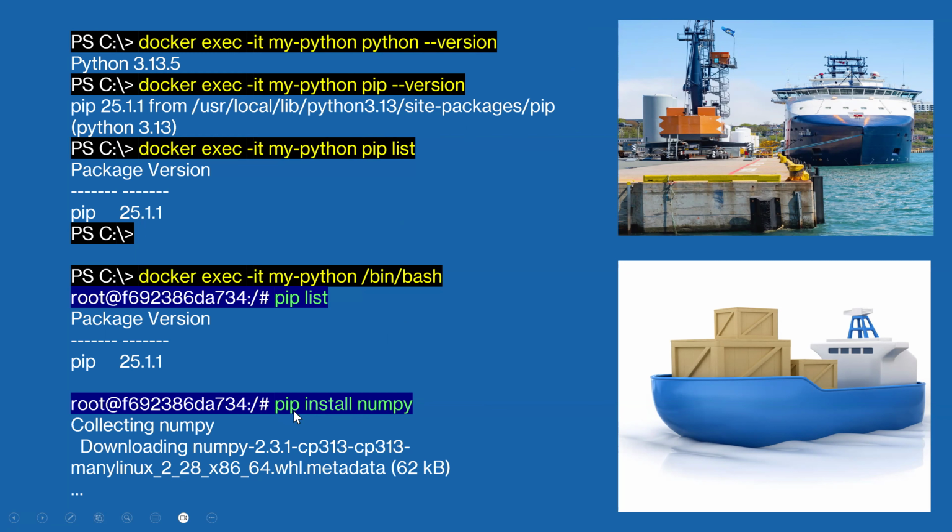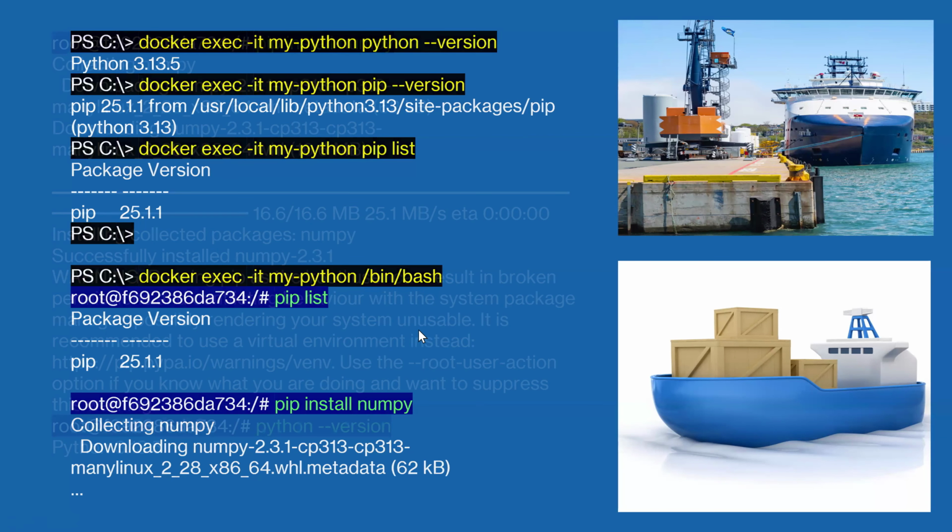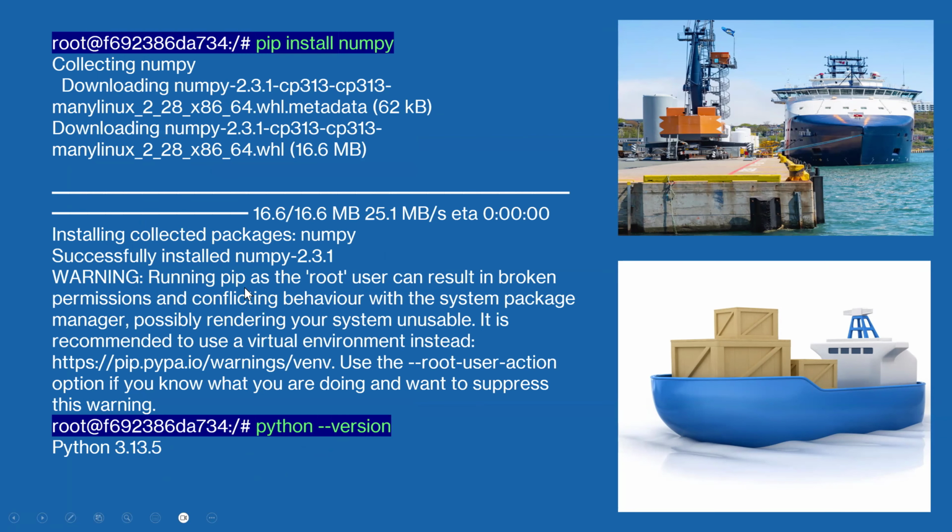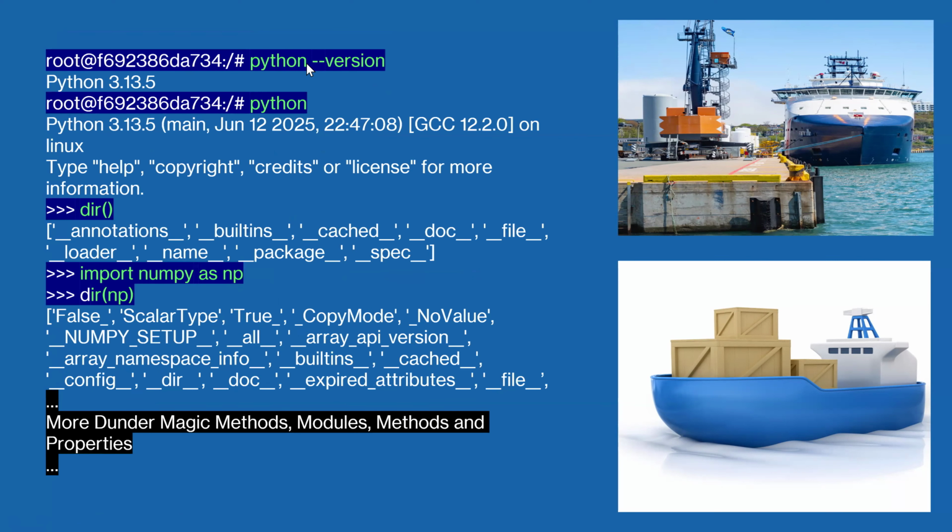Here, I'm just doing pip install numpy because I'm already in the container. If it prompts me for yes or no, I can just acknowledge it there. Pip install numpy will install the numpy module or library inside this. Once you install it, you can say python --version, and it shows you the version.